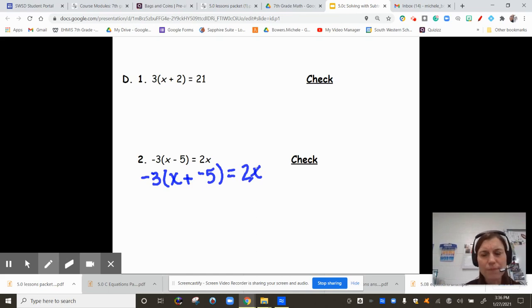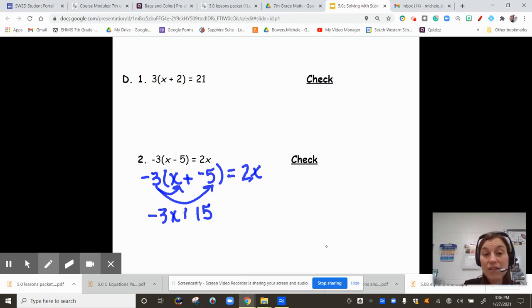So D2 is challenging. Okay, so here's what you're going to do anytime that you have parentheses, whether it's in D1 or D2: you're going to use the distributive property. The distributive property means that I'm going to multiply the number on the outside of the parentheses by everything inside the parentheses. So I do -3 times x and -3 times -5. -3 times x is -3x. -3 times -5 is +15. A negative times a negative is a positive.